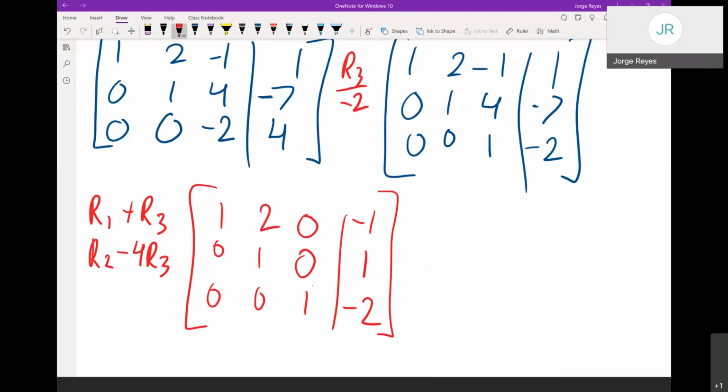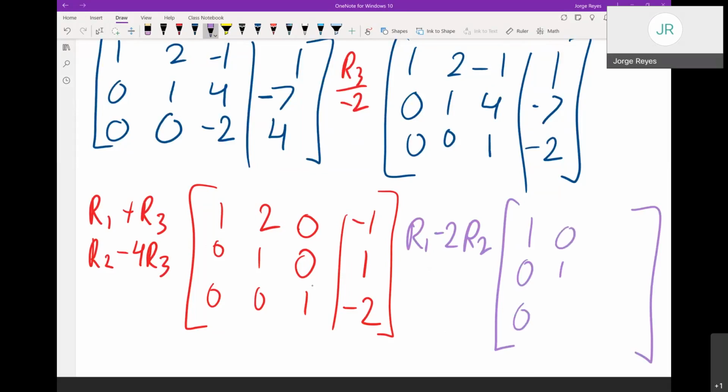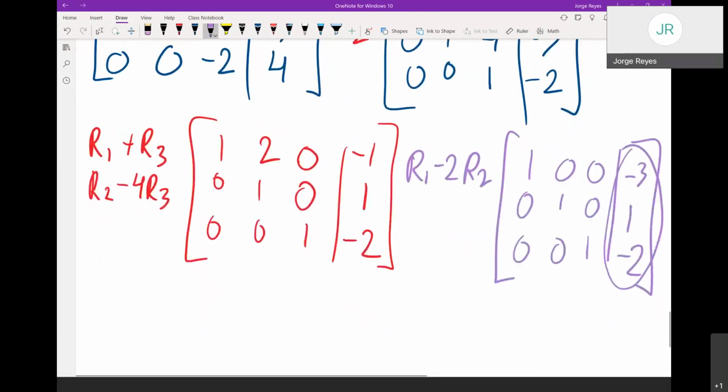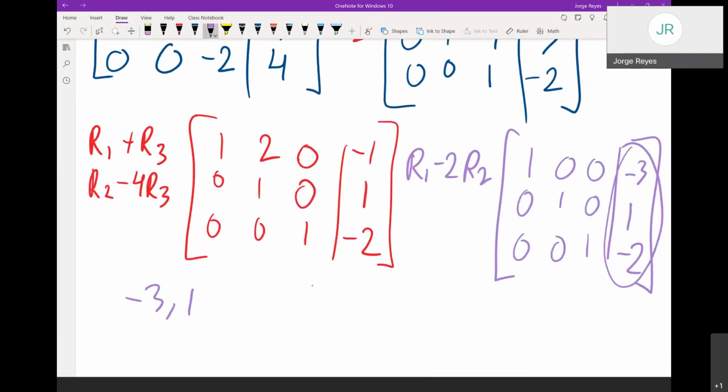All right, and then basically I'm done. Because now I just need to get rid of this 2 as my last step. So row 1 minus 2 row 2. And we will get to the answer. So 1, 0, 0, 0, 1, 0, 0, 0, 1. And you get, right, -1 minus -2 is -3. So ta-da. And then this is your answer, right? -3, 1, -2.